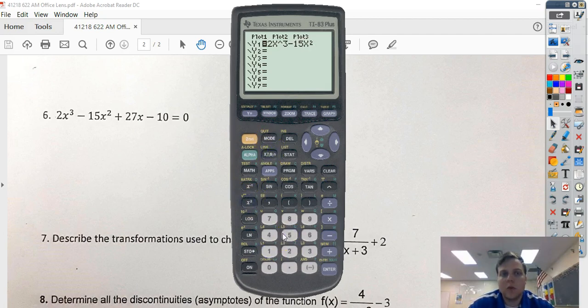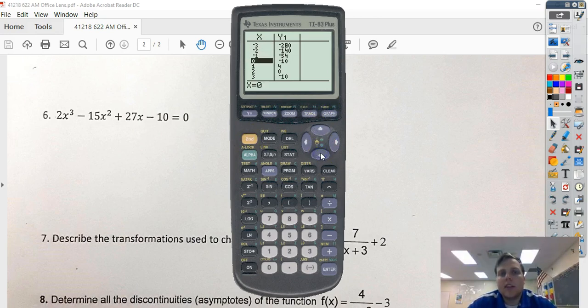Minus 15x squared plus 27x minus 10. Hit graph. I have a degree of 3, so I want 3 zeros. 1, 2, 3. And it all looks like they go through like lines. That means they all have multiplicities of 1.